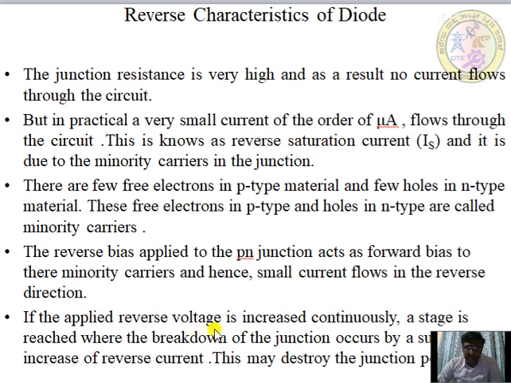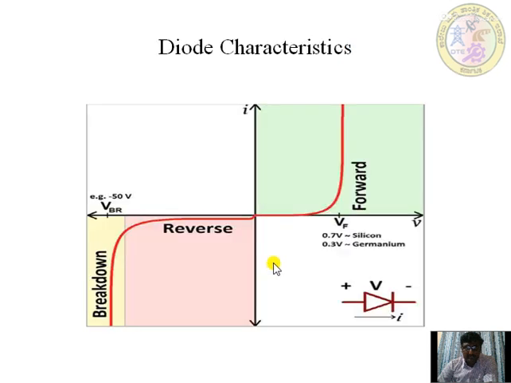Next, if the reverse supply voltage is increased continuously, a stage is reached where the breakdown of the junction occurs, with a sudden increase of the reverse current. This may destroy the junction. If we go on increasing the reverse voltage, it will obviously damage the diode. So that is the combination of forward bias as well as reverse bias. These are the diode characteristics.